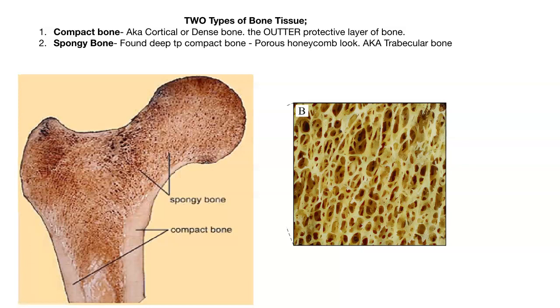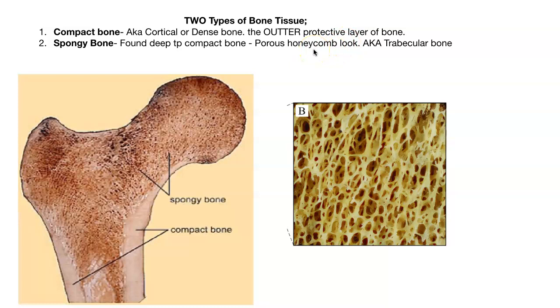Now there's two types of bone tissue. Write that down. There's two types of bone tissue. Guarantee that will be somewhere on a quiz or a test. What are the two types of bone tissue? Compact bone, aka cortical bone, or dense bone. This is the outer protective layer of bone.